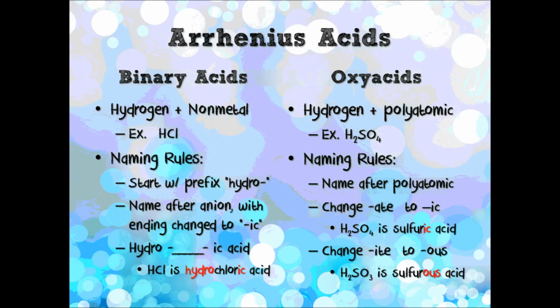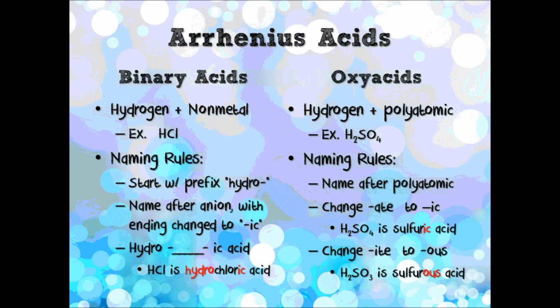Arrhenius acids, we've talked about how to name these already. An Arrhenius acid is simply an acid that has hydrogen at the front of the formula, and they're defined as hydrogen ion donors. A binary acid is one that has only two elements in it, so it's hydrogen plus a non-metal element. For example, hydrogen and chlorine, we get HCl.